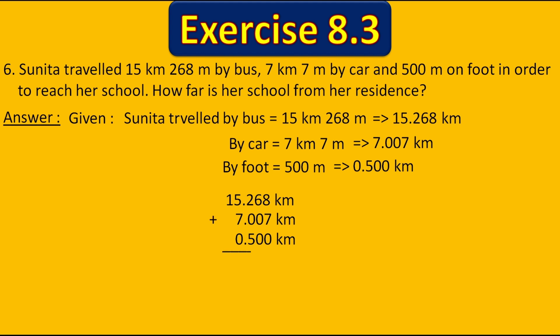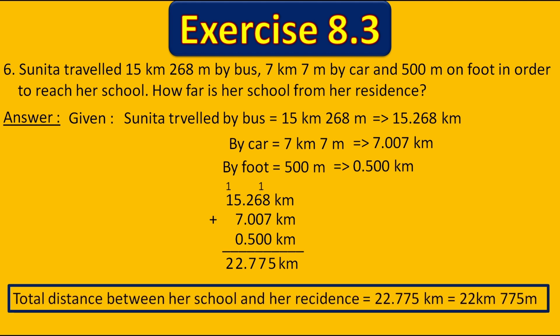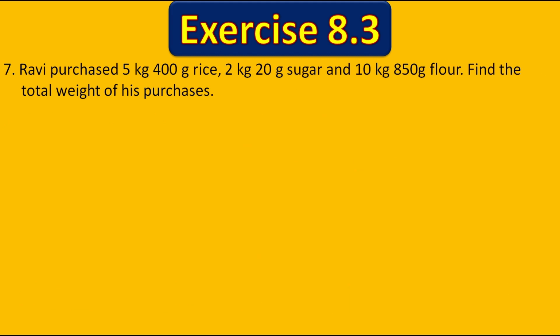So here 8 plus 7 will give you 15, 6 plus 1 will give you 7, 2 plus 5 is 7, the point will come as it is, and 7 plus 5 is 12. So carry forward 1, 1 plus 1 is 2. So the total distance between her school and her residence is 22.775 kilometer, which can be written as 22 kilometer 775 meter. Okay, now let's move to the next one, that is the 7th one.